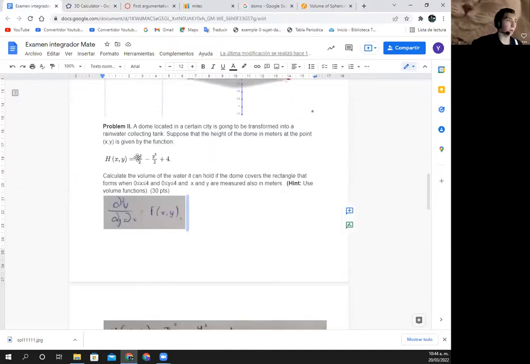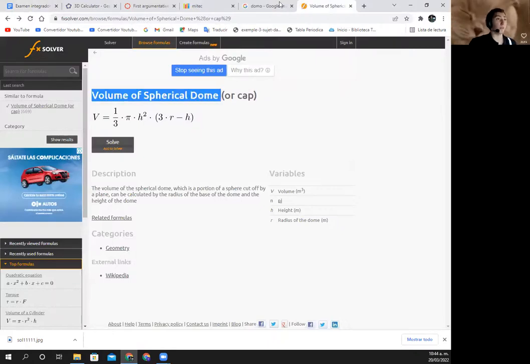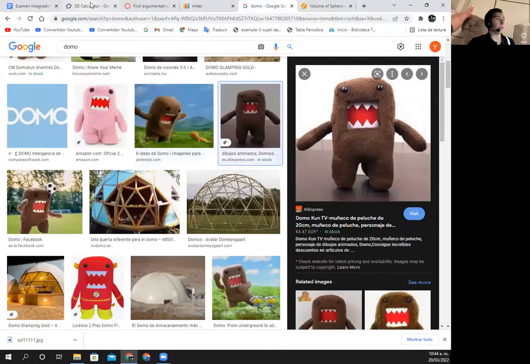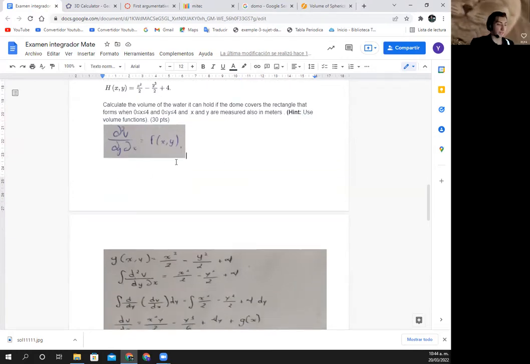Now, going with the next problem, we have this function where x goes from 0 to 4, and y also goes from 0 to 4. I initially thought we had to do something with the volume of a spherical dome, because I was thinking about domes and all that, but it didn't have anything to do with that. I just remembered that it's the Boolean functions, as it says right here. It works with the Boolean function because we have exactly the xy for the function and the xy for the volume.